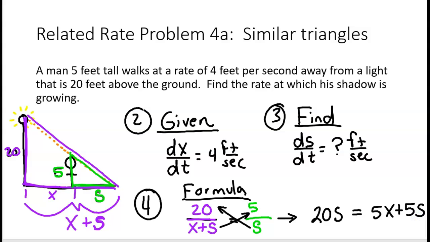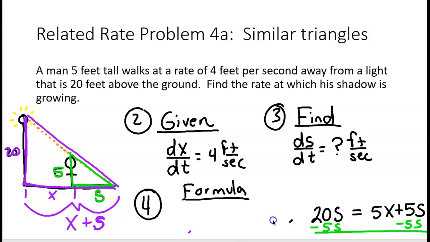And then I'm going to combine my like terms. I'm going to subtract this 5s on both sides. And the end result will be a much cleaner looking formula, which I'm going to put here, which will be 15s equals 5x.